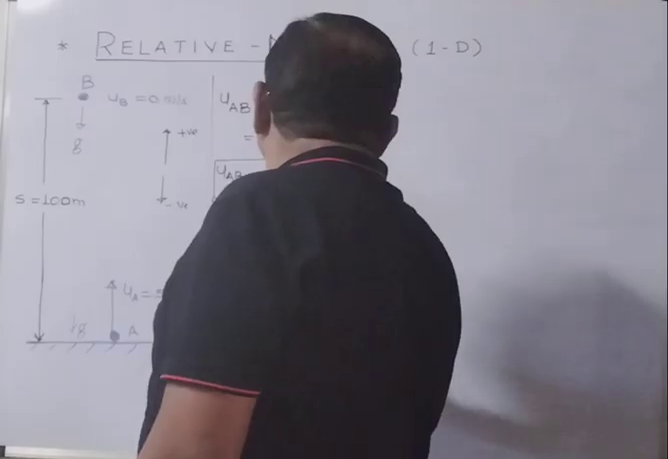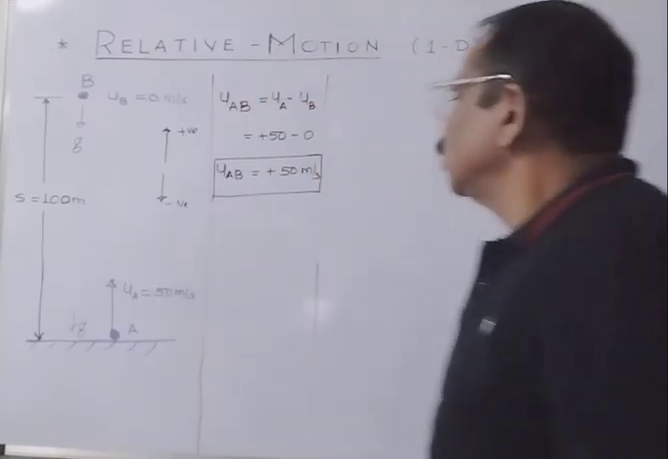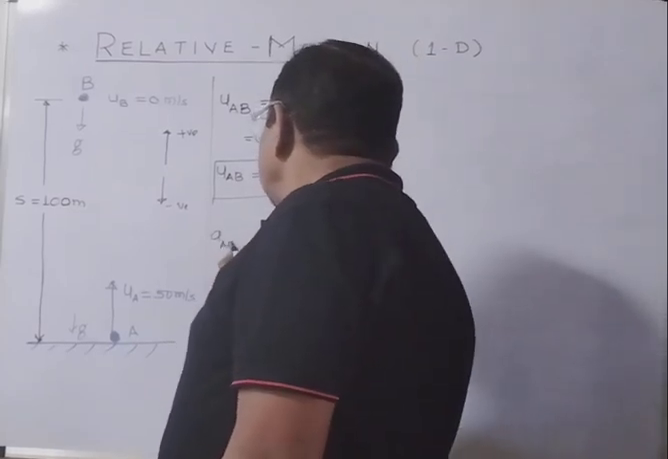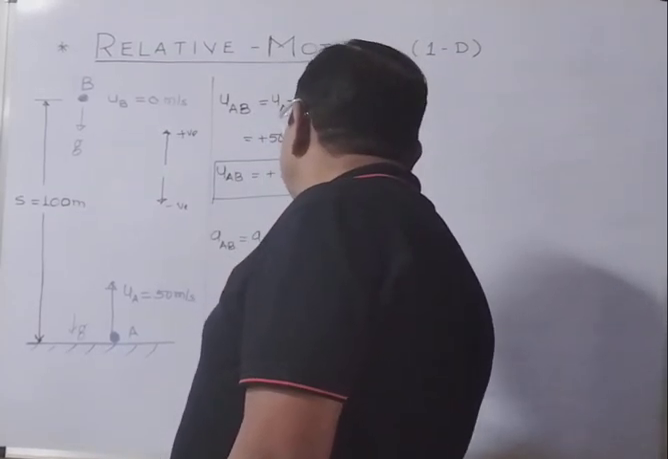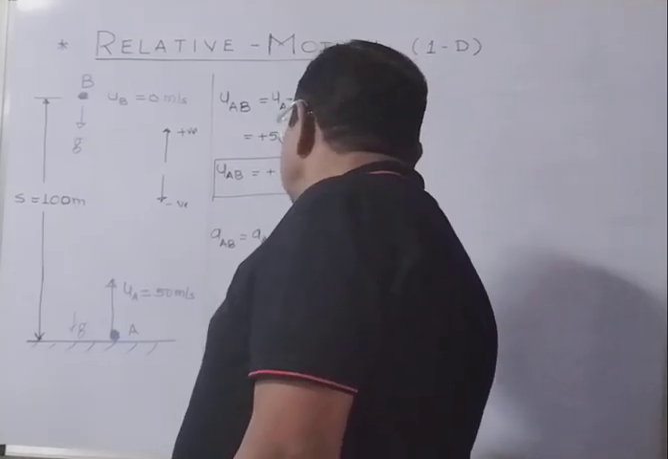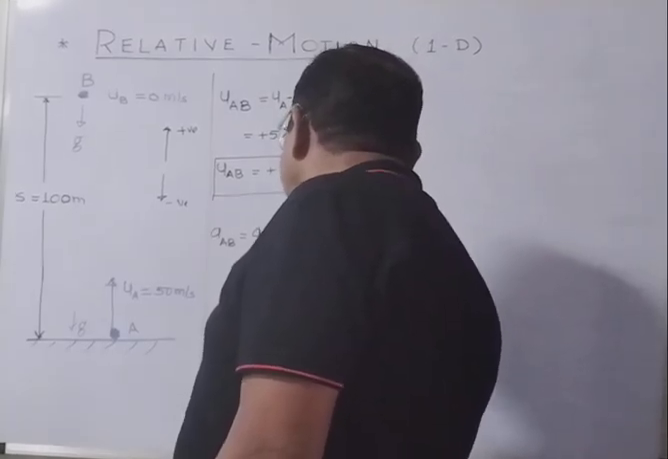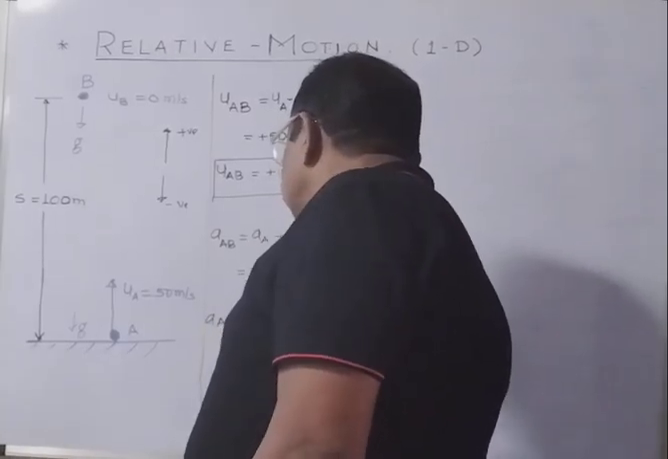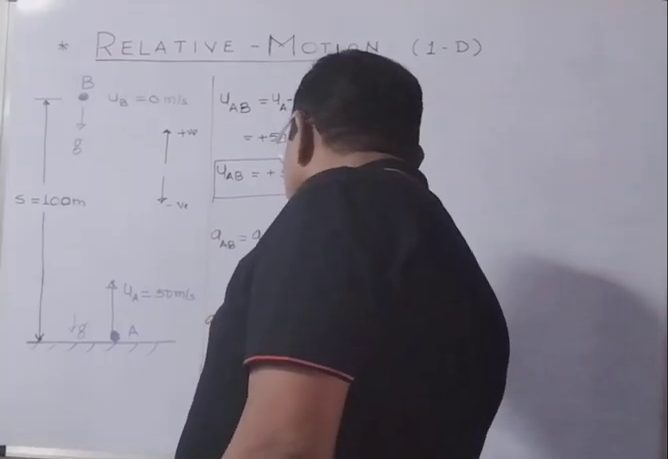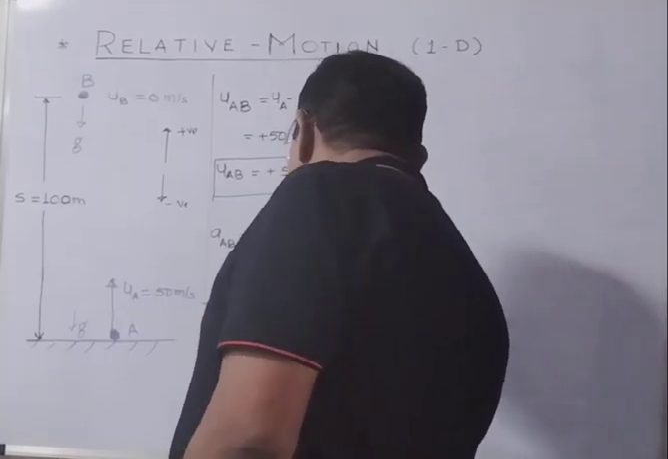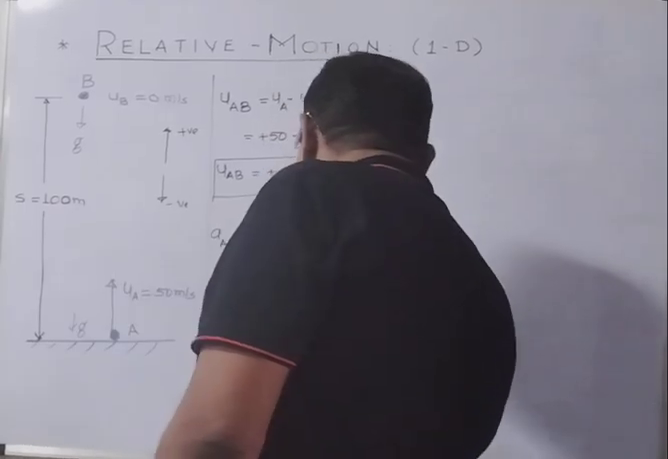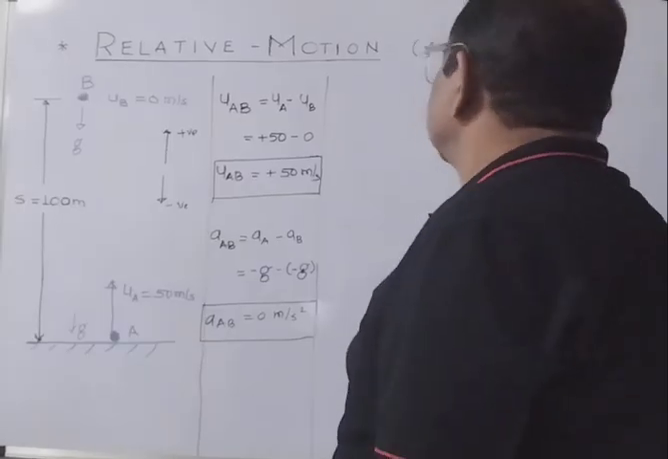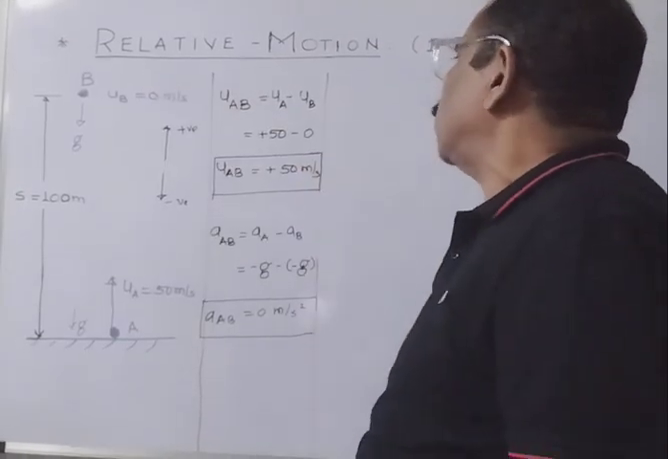Similarly, acceleration of A with respect to B is equal to acceleration of A minus acceleration of B, which is equal to minus g minus minus g, because g is acting downward on both. So acceleration of A with respect to B becomes 0 meter per second square. That means relative motion here comes under motion with constant acceleration. Therefore, we can use equations of motion to solve this kind of problem.